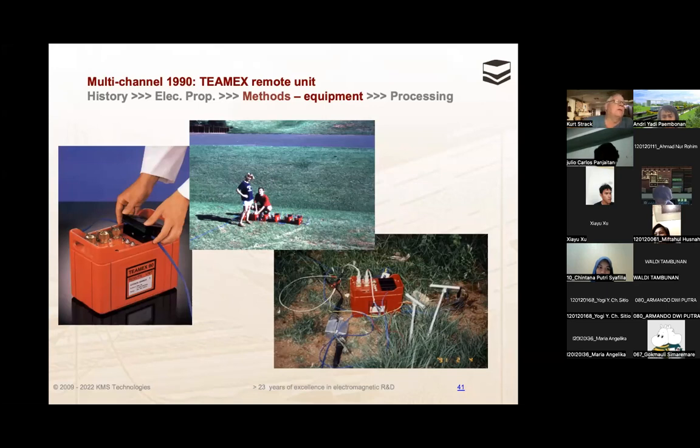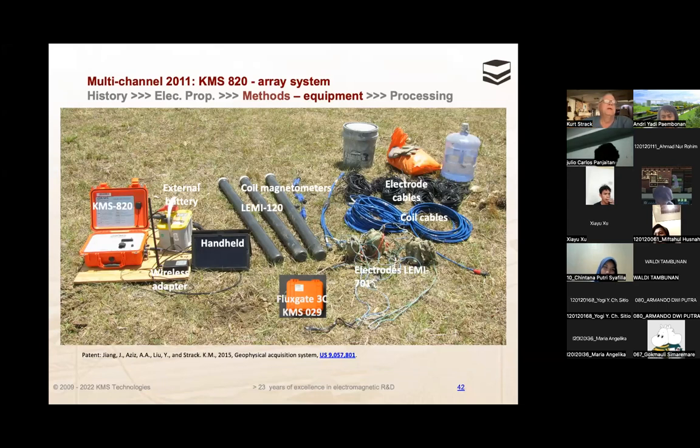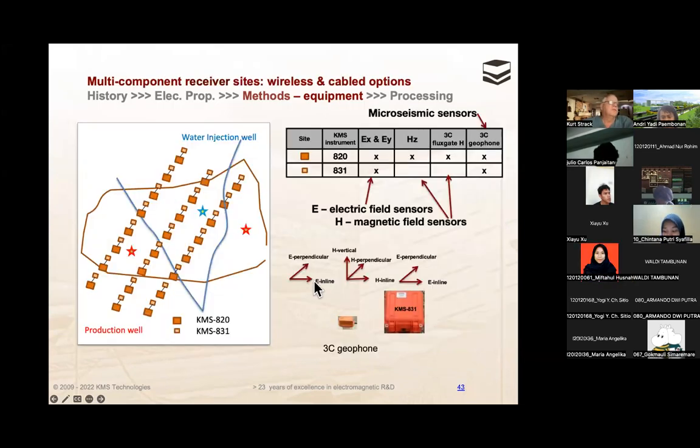The TMAX system was built in 1991. We then also have, well, we've seen this. So this is a system we saw before. This is our system with all of the different components explained again and all the receivers. So this system can also hook up with seismic 3-component geophones.